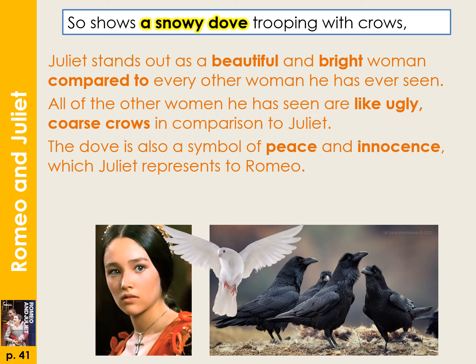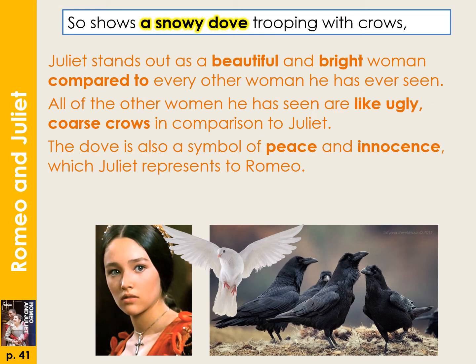Hopefully you've had time to think about what we might associate with this idea of a dove. We've got this line, so shows a snowy dove trooping with crows. Juliet then stands out as beautiful and bright compared to every other woman he has ever seen. All of the other women he has seen are like ugly, coarse crows in comparison to Juliet. The dove is also a symbol of peace and innocence, which Juliet represents to Romeo. A dove is white, and we often associate that with innocence, don't we?